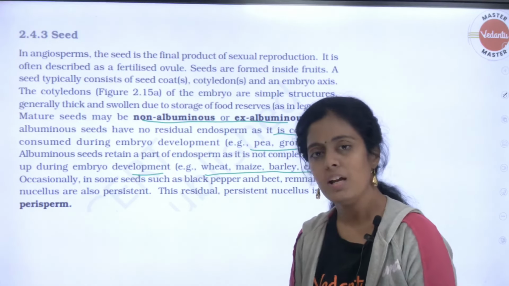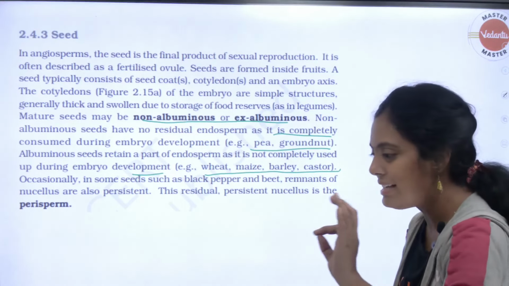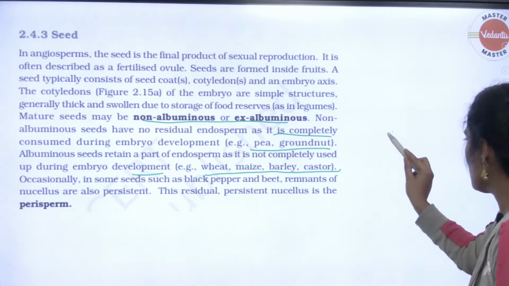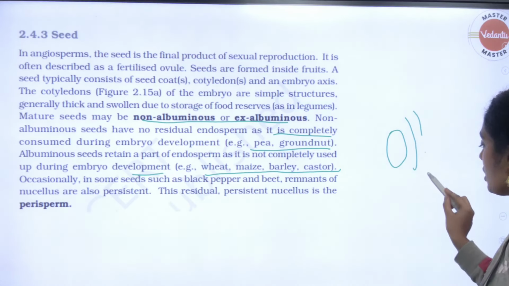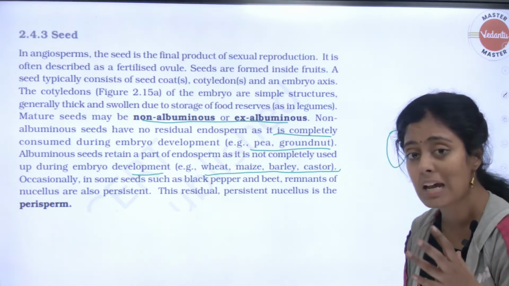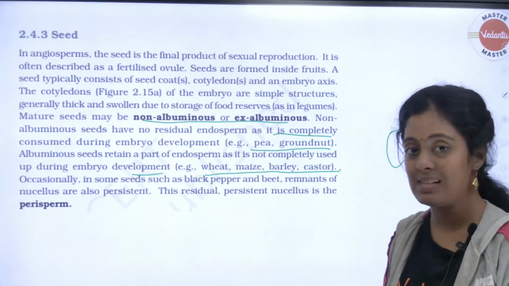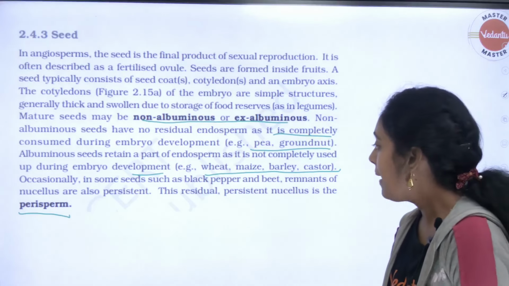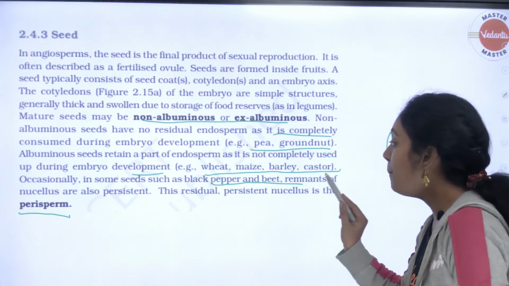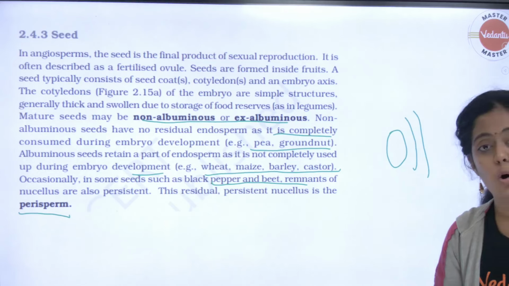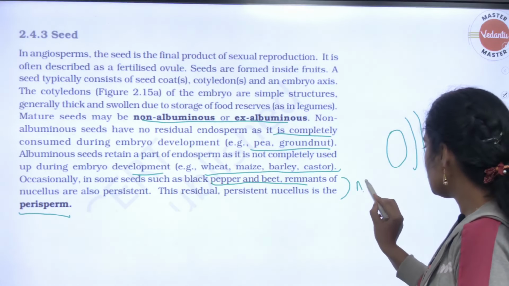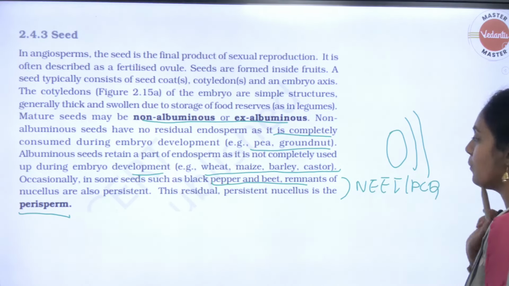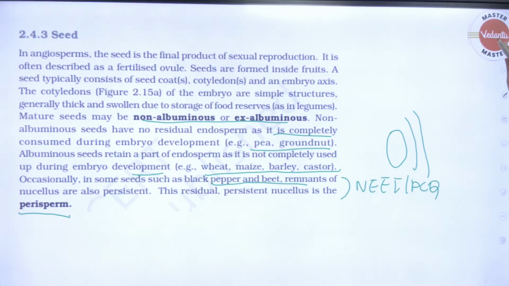This is very important. In certain cases, there will be remnants of the nucellus. The embryo sac is surrounded by nucellus. So sometimes the nucellus is also persistent in the seed. That we call perisperm. And where do we see this perisperm? Black pepper and beet. This is important even for the NEET exam, for your MCQs. This part is very, very, very important. These are some things about seed.